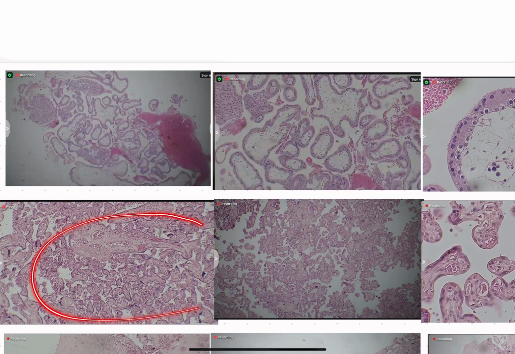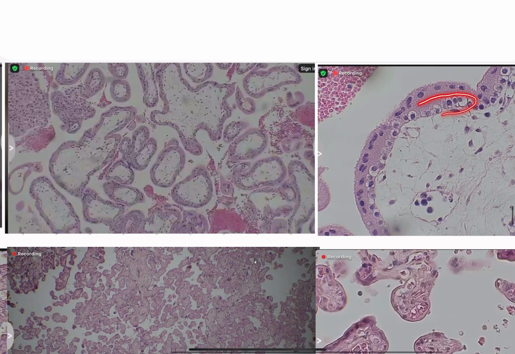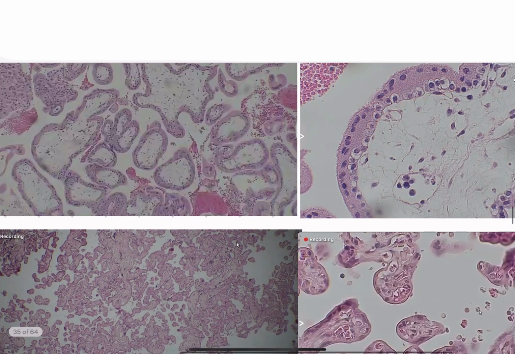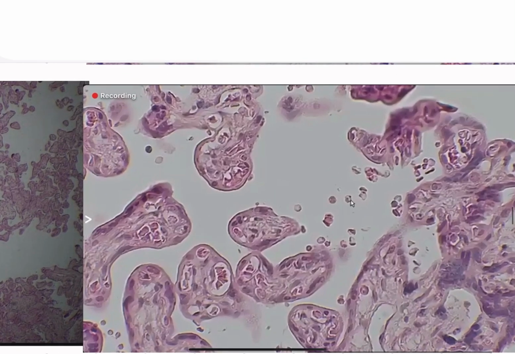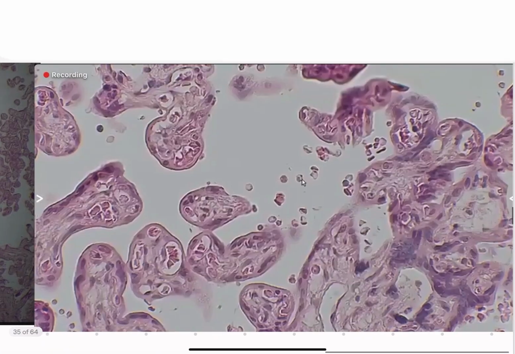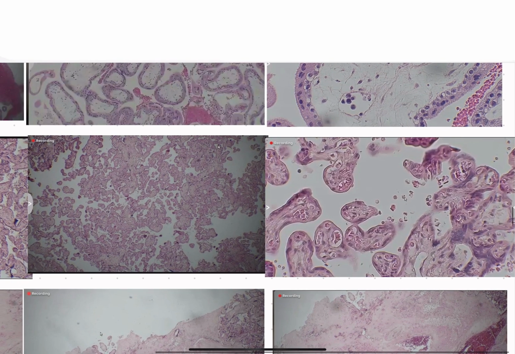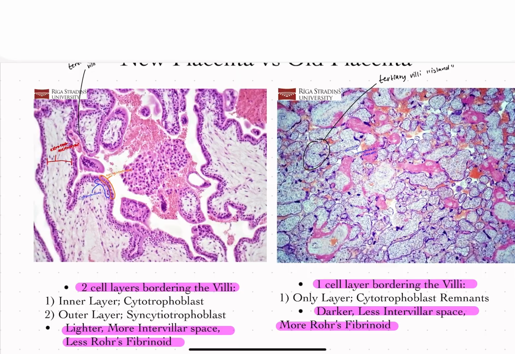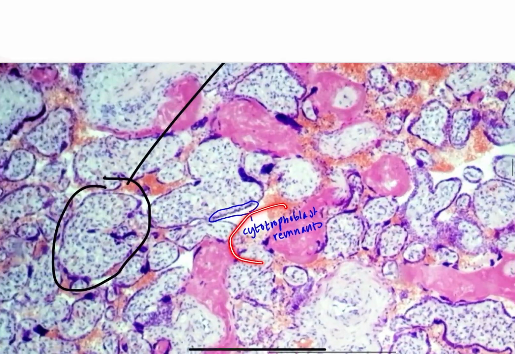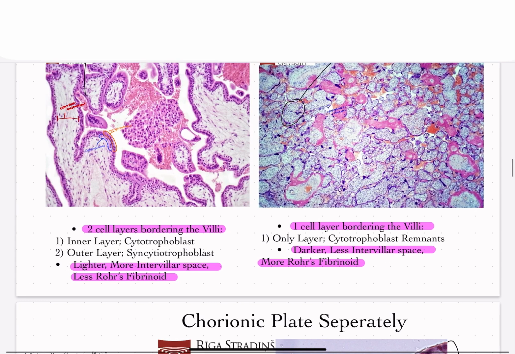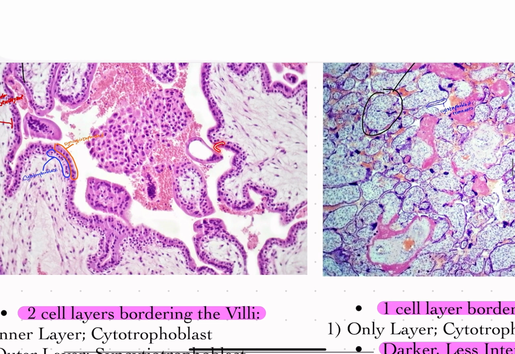So in old placenta, instead of having these two distinct cell layers bordering the tertiary villi, we can see here that we barely have any cell layers bordering. Maybe here, sometimes we don't even have any cell layers bordering. We can kind of see it here, not really. These are called the cytotrophoblast remnants. And this is because the outer layer, the syncytiotrophoblasts, is degenerating, so it has completely disappeared.